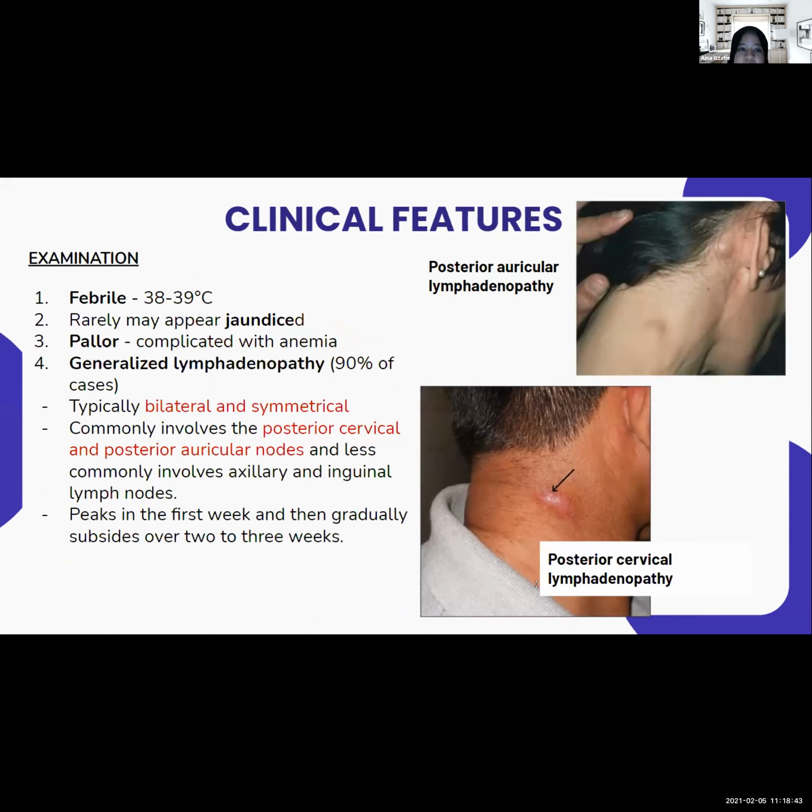complications. And then for generalized lymphadenopathy, which is one sign of the triad, it happens in more than 90% of the cases. And they are typically bilateral and symmetrical and commonly involve the posterior cervical and posterior auricular nodes. And they peak in the first week and gradually subside over 2 to 3 weeks.